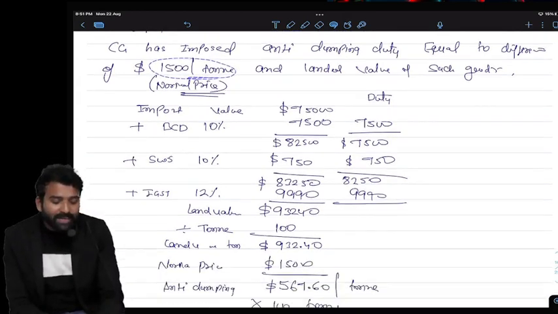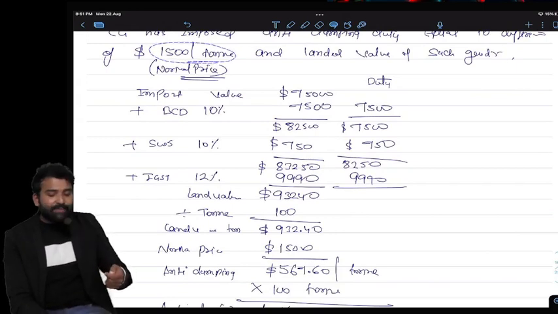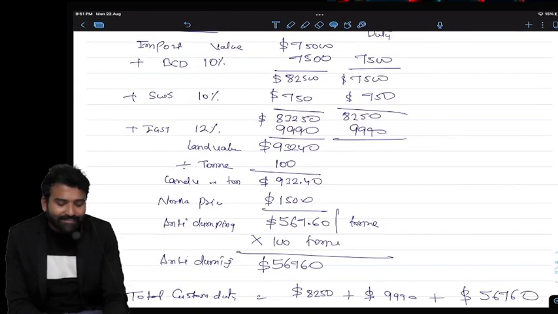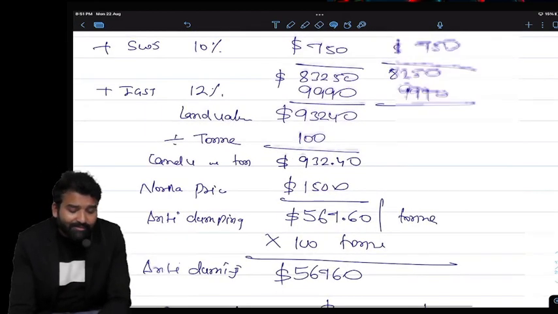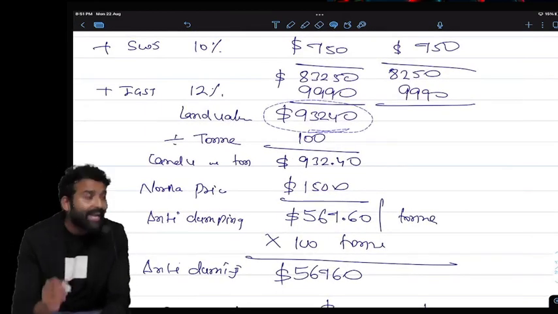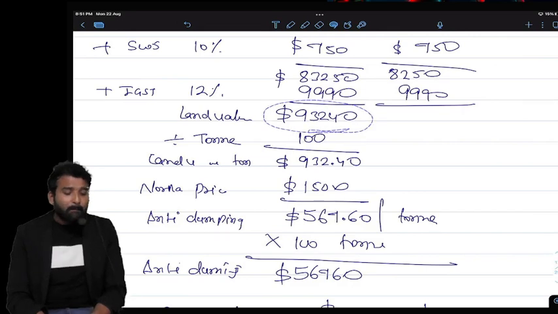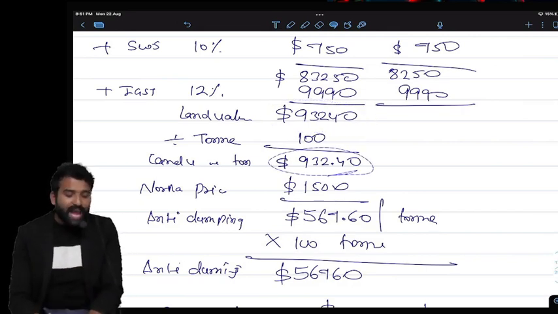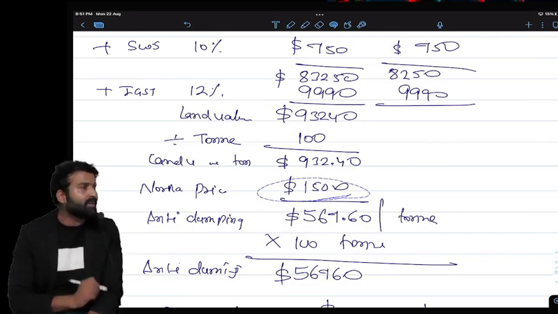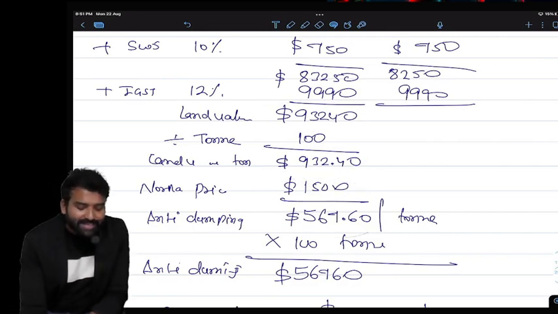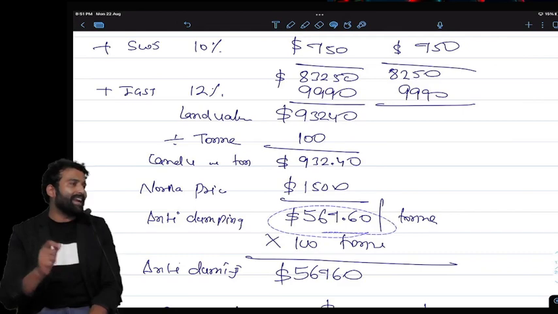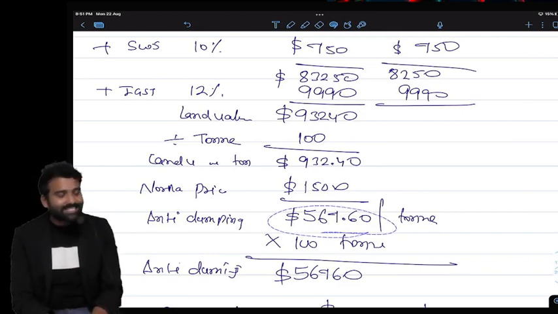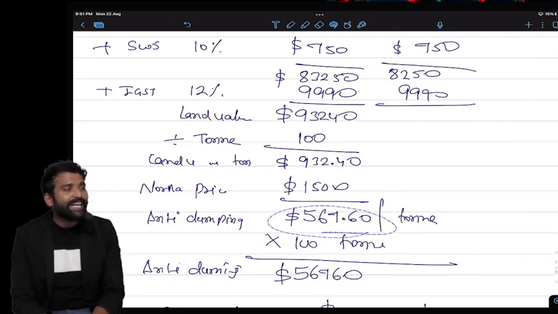So how we will calculate? I will add the $75,000 plus I will add the BCD, I will add the SWS, I will add the IGST. Now I will arrive at the landed value of the goods. My landed value per ton is 932.40, and how much should be my normal price per ton? 1500. So they will charge 567.60 as an anti-dumping duty. This is the calculation of anti-dumping duty, and this is how we will calculate the anti-dumping duty.